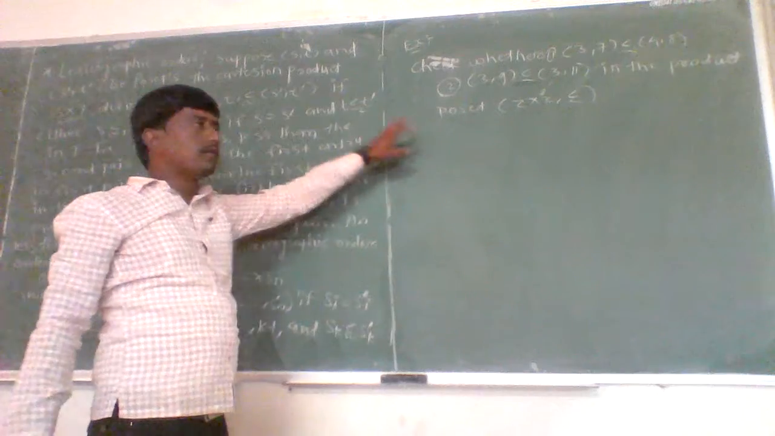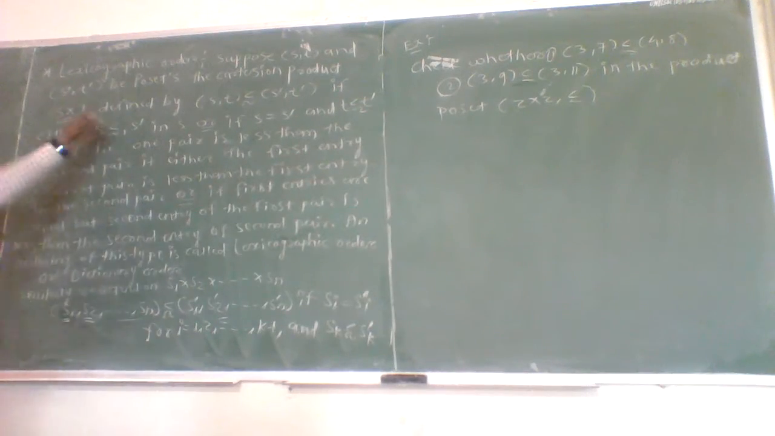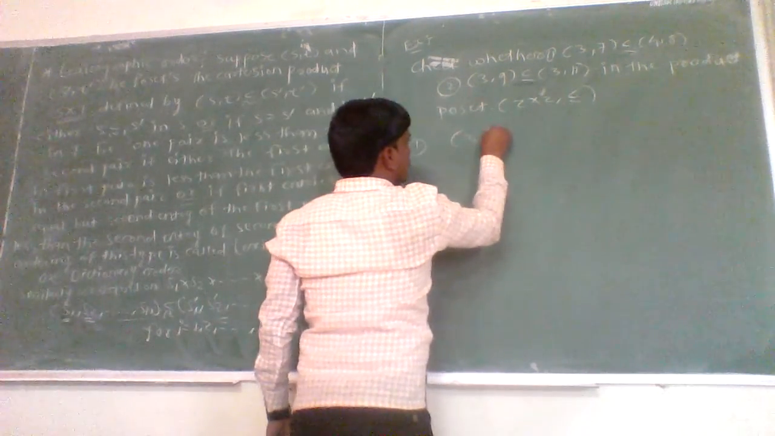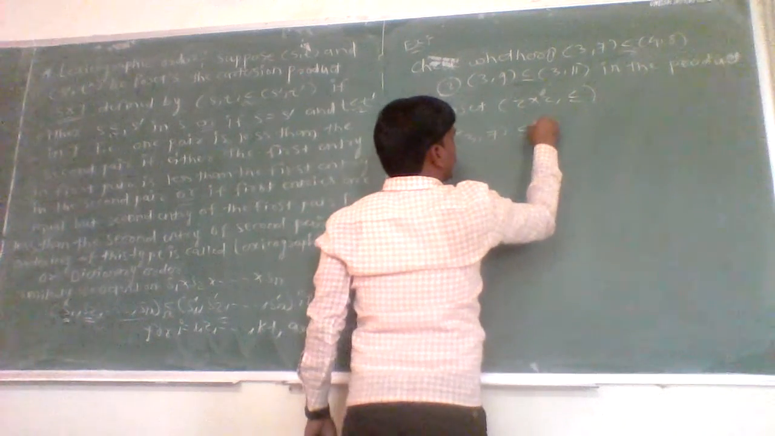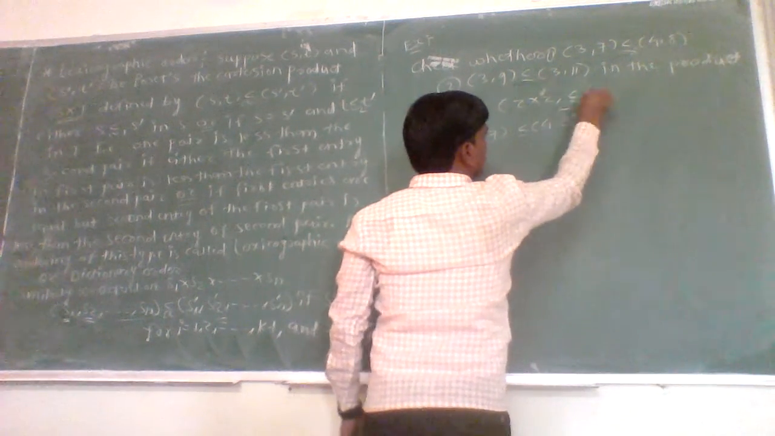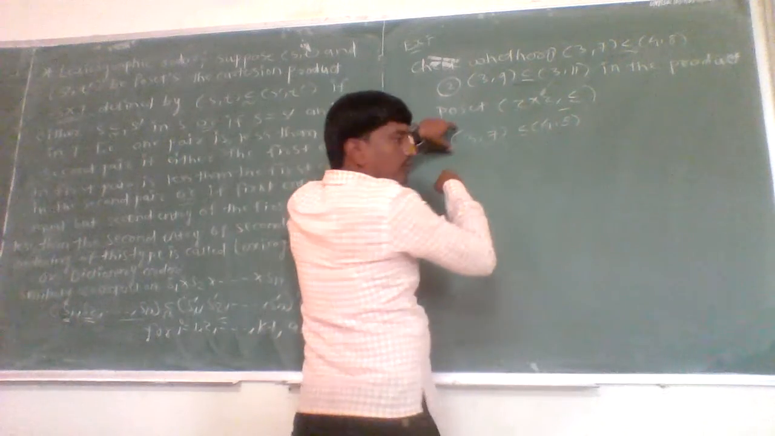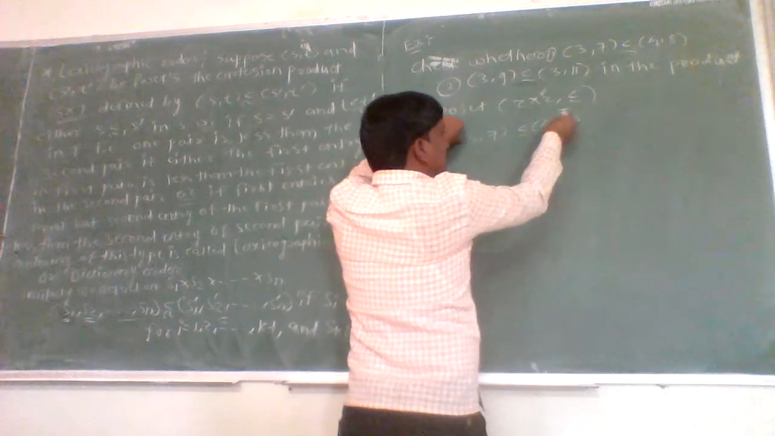How will you check this? From this method. Here, let us take the first one. Now we have to check whether this (3, 7) is less than or equal to (4, 8). That is for this relation, how will you check it? First we have to check whether 3 precedes this 4.